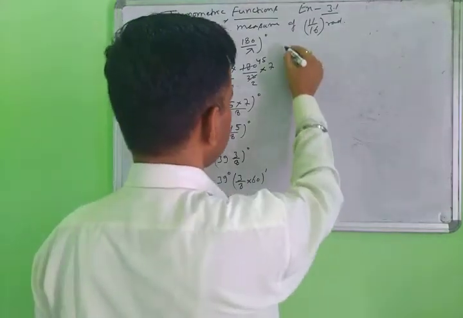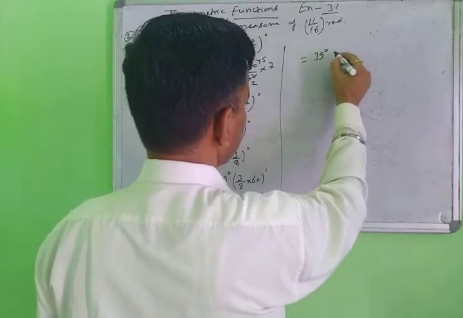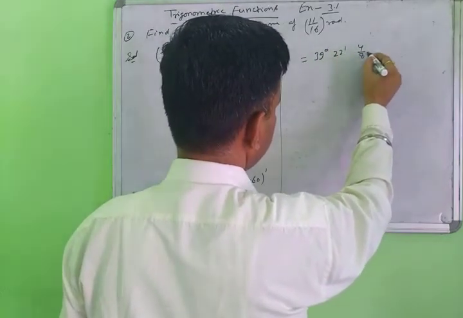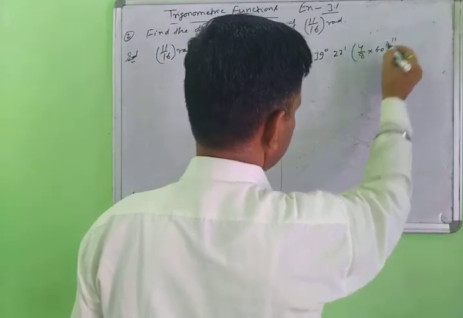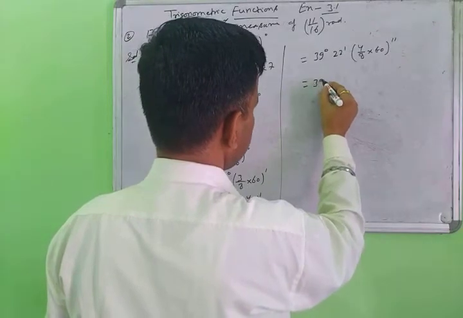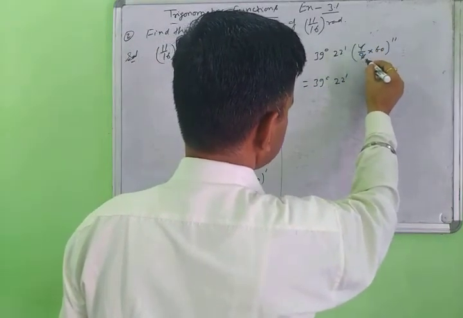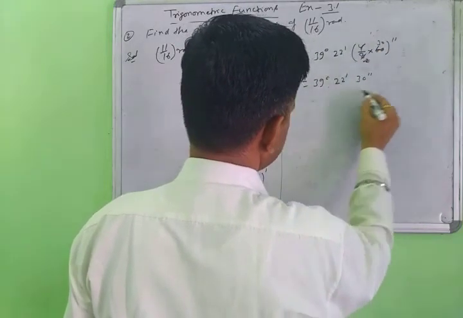So what do we mean by this? 39 degree 22 minute, and 4 upon 8 into 60. This is converted into seconds. It means 39 degree 22 minute, 4 times 1 is 4, 4 times 2 is 8, into 30. It means 30 seconds. This is your answer.